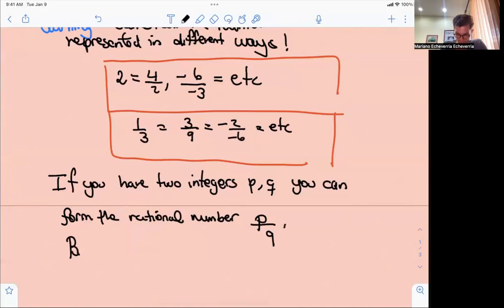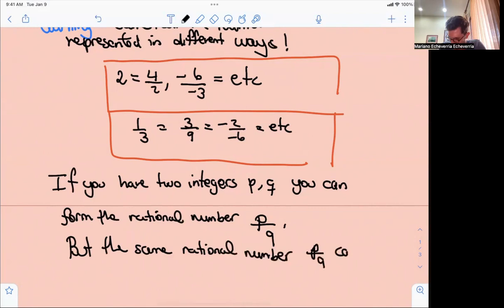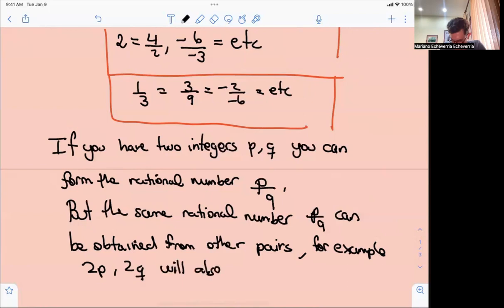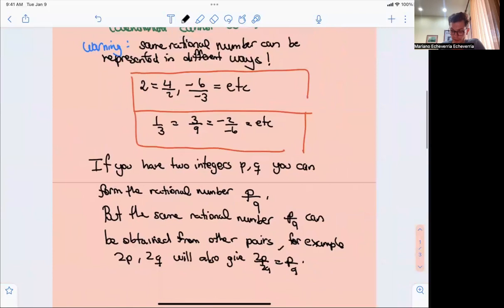But the same rational number can be obtained from other pairs, right? For example, 2p and 2q will also give 2p over 2q, which is p over q. Maybe I should stop, because I don't know how fast I am writing things on the iPad. Is this making sense so far? Any questions up to this point?